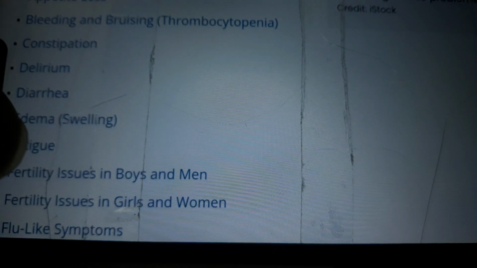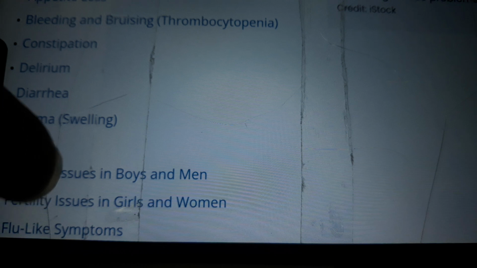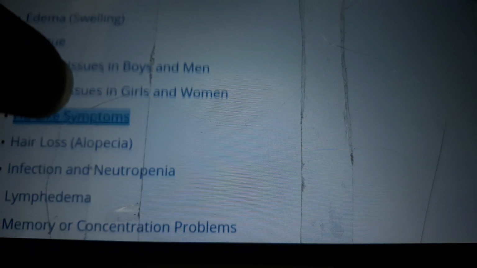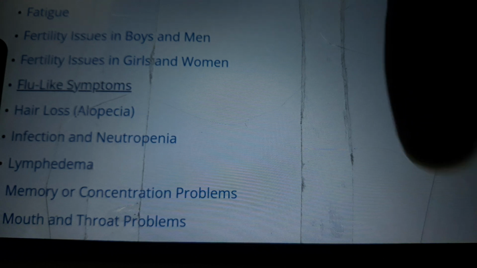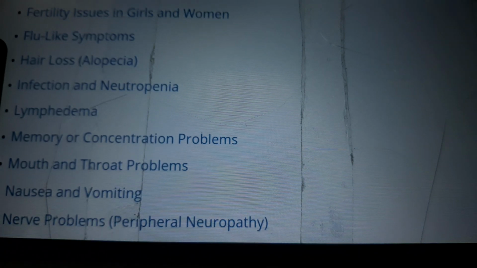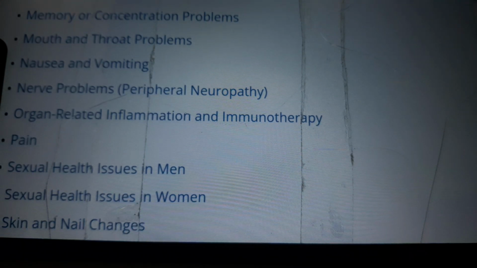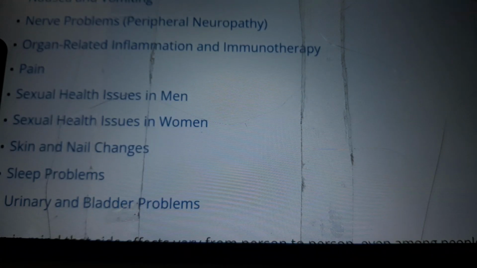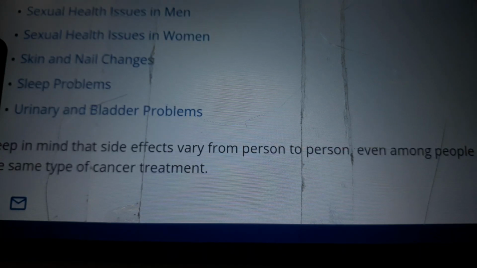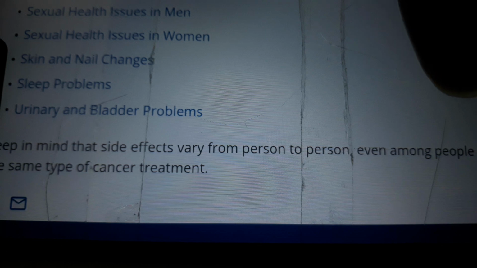Anemia, appetite loss, bleeding and bruising, thrombocytopenia, constipation, delirium, diarrhea, edema or swelling, fatigue, fertility issues in boys and men, fertility issues in girls and women, flu-like symptoms, hair loss or alopecia, infection, neutropenia, lymphedema, memory or concentration problems, mouth and throat problems, nausea and vomiting, nerve problems or peripheral neuropathy, organ-related inflammation from immunotherapy, pain, sexual health issues in men, sexual health issues in women, skin and nail changes, sleep problems, and urinary and bladder problems.